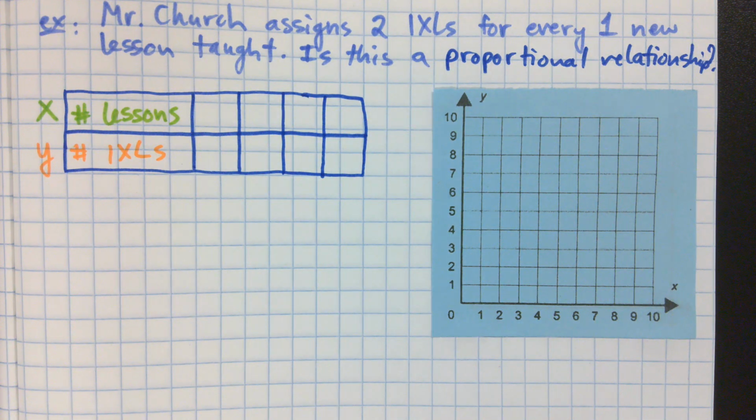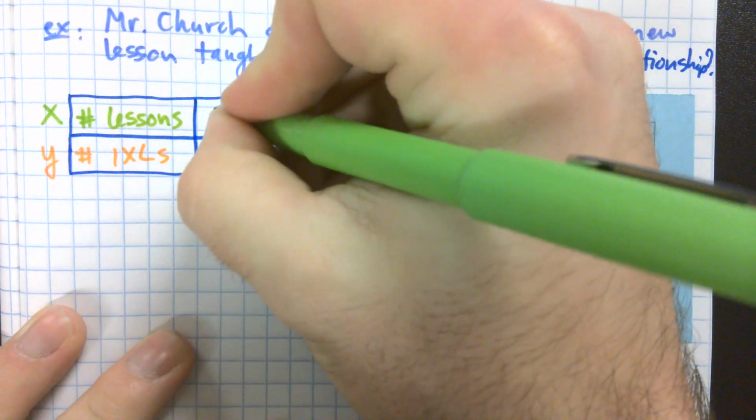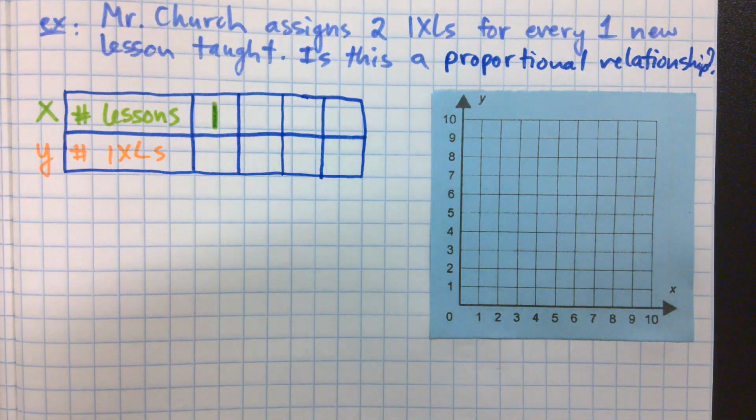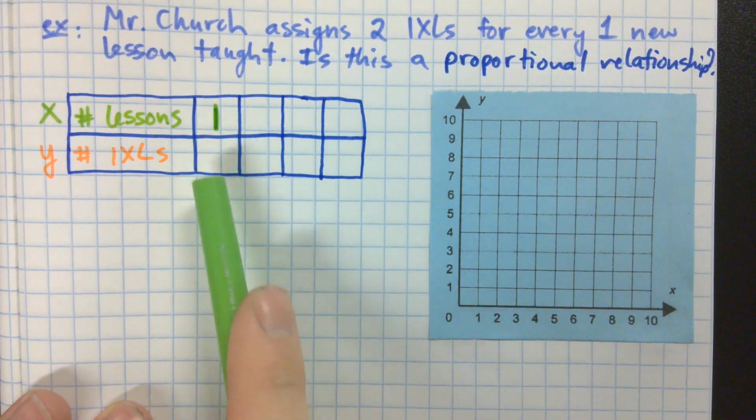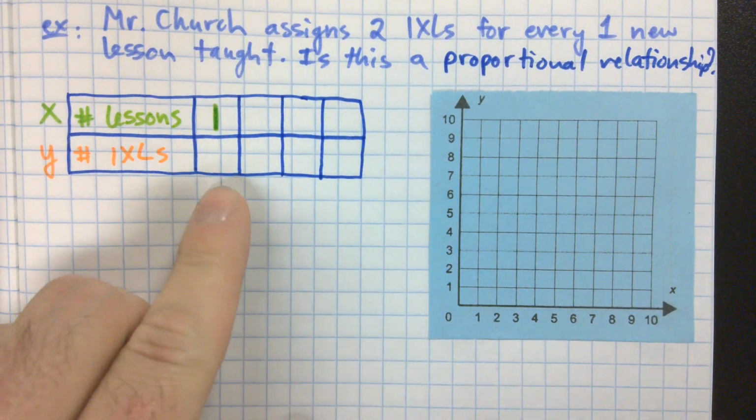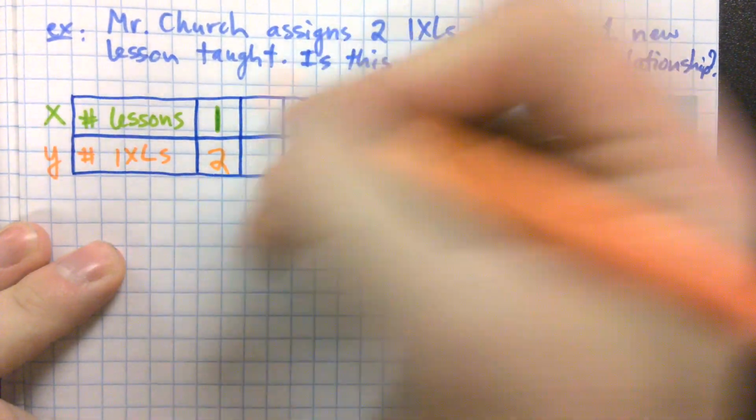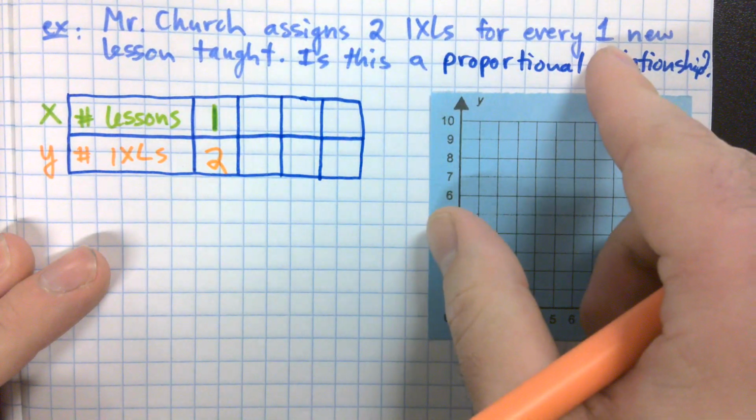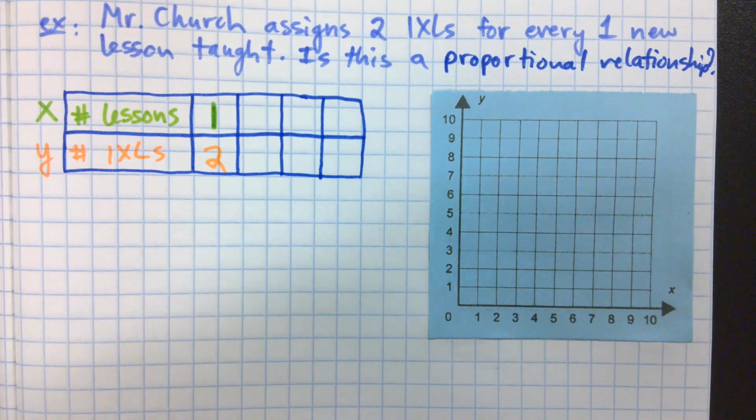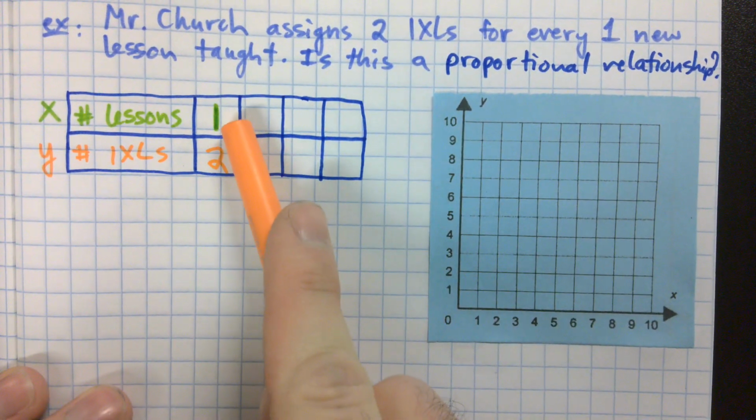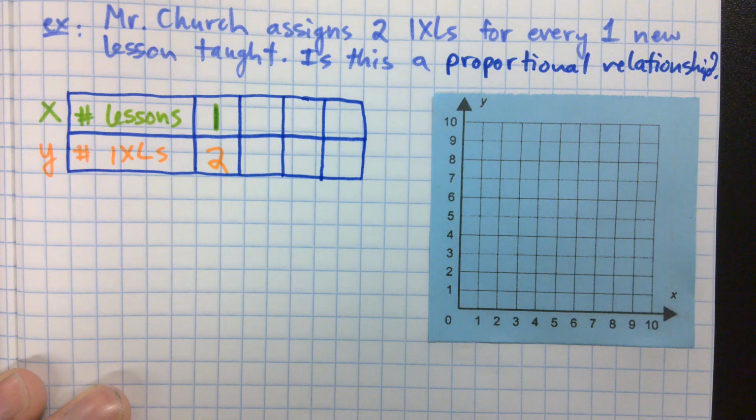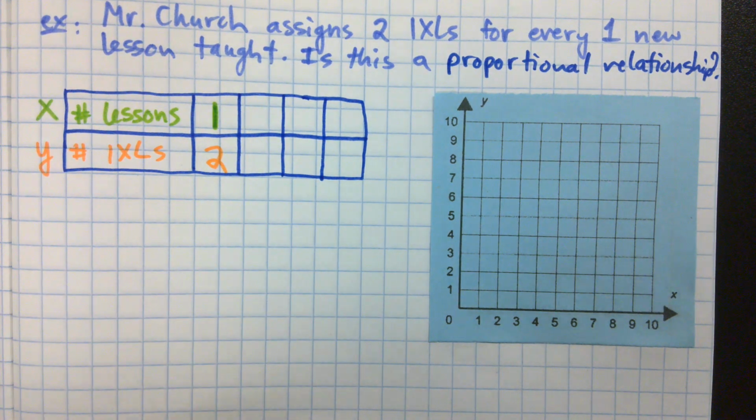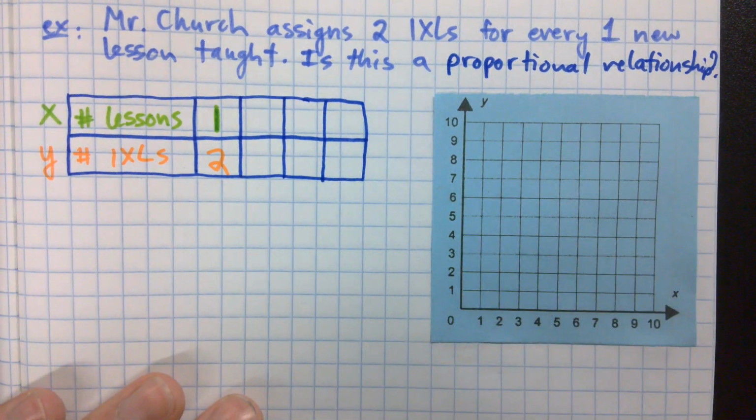And let's go ahead and fill in this table using the information that we know from our question. Let's say our first x value is 1. If Mr. Church taught one new lesson, how many IXLs would be assigned? 2, that's exactly right. Our question says Mr. Church assigns 2 IXLs for every one new lesson taught. So when you get one new lesson, that's 2 IXLs. So if you teach 2 lessons, it'd be 4 IXLs? Absolutely. That's exactly where I was going next.